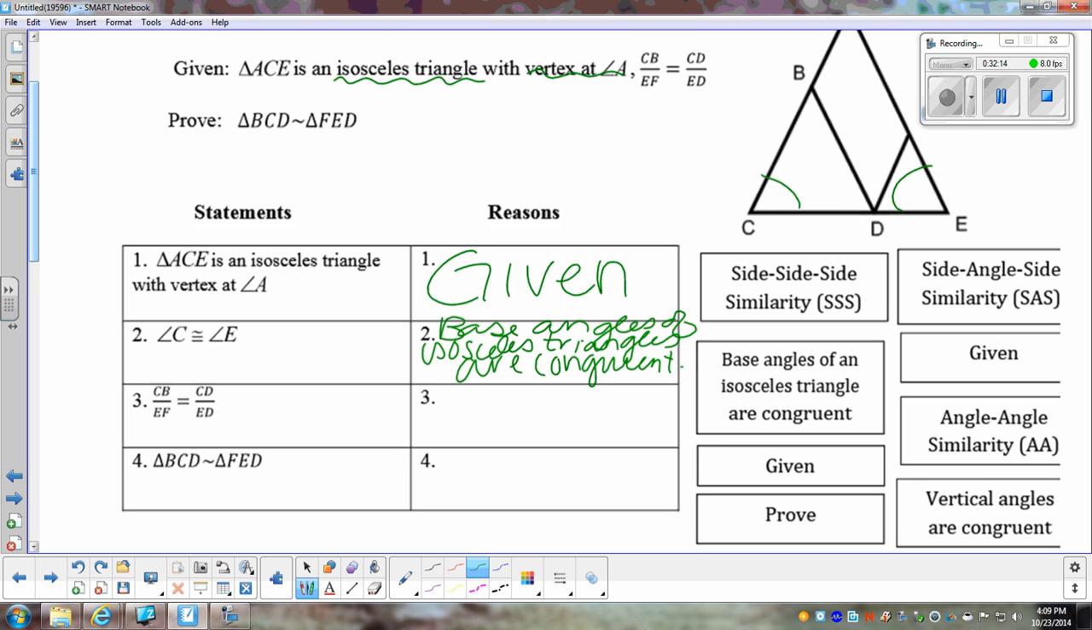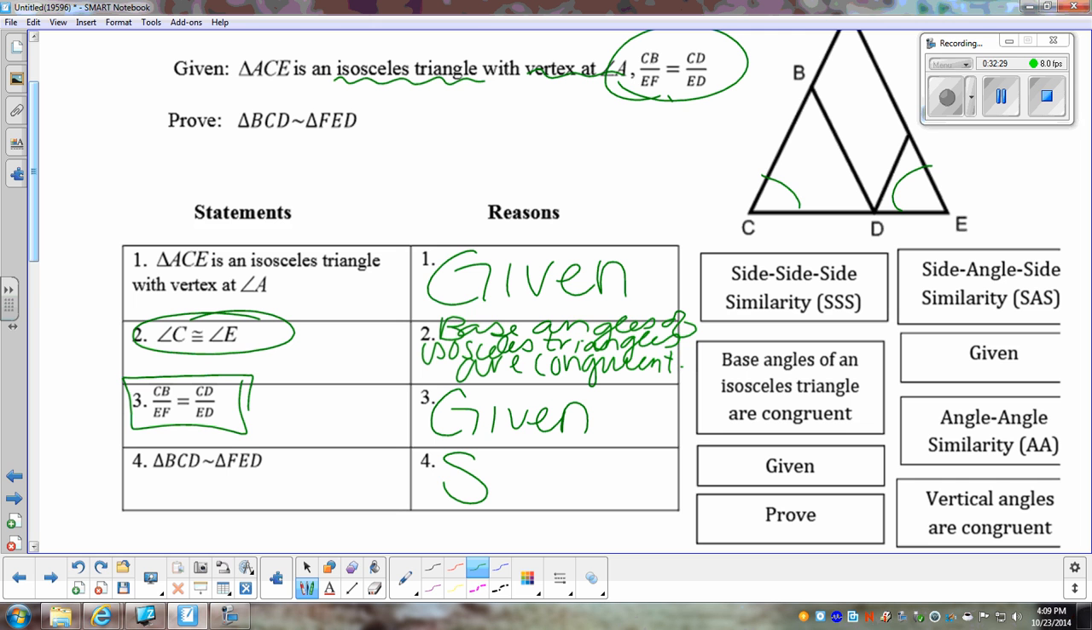Now, the next thing tells me that CB over EF is equal to CD over ED. Well, that's right here. So this is also given. So I have a pair of angles and two pairs of sides that are proportional to each other. So I have side, angle, side, similarity.